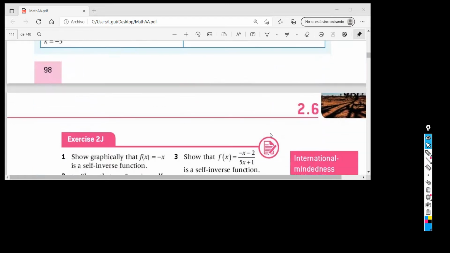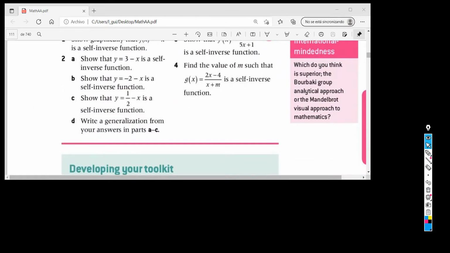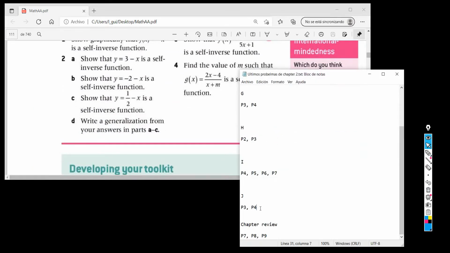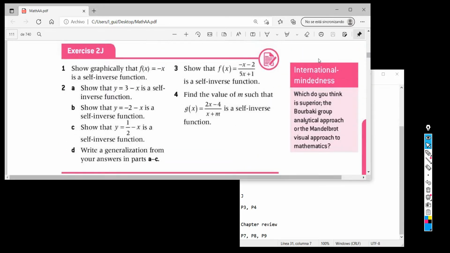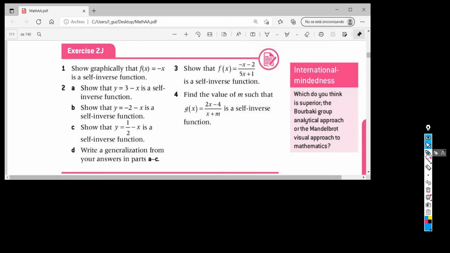Let's continue. Exercise 2J. From there, you told me problem 3 and problem 4. Problem 3. Show that f of x equals minus x minus 2 over 5x plus 1 is a self-inverse function.